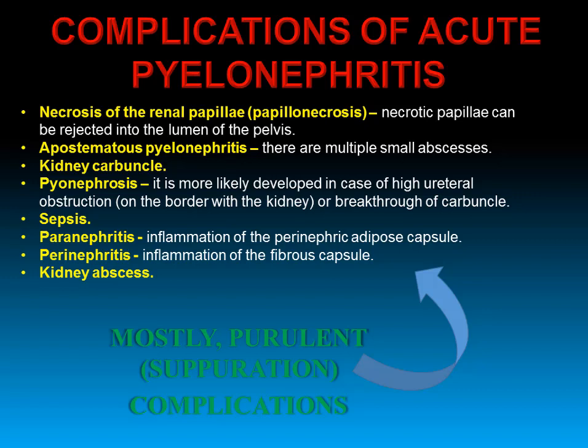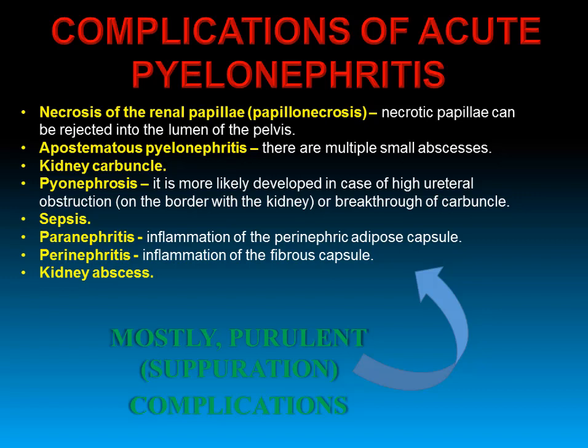Possible complications of acute pyelonephritis are associated with purulent complications. The first complication is necrosis of renal papillae, papillonecrosis, which is seen in diabetes mellitus patients with pyelonephritis. Due to this, papillae can be rejected into the lumen of the pelvic calyceal system, sometimes even leading to obstruction of the ureters.